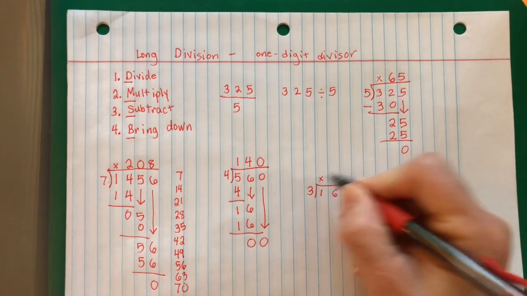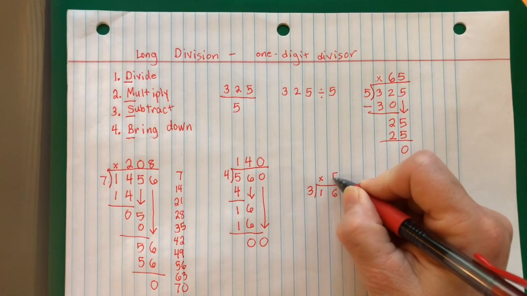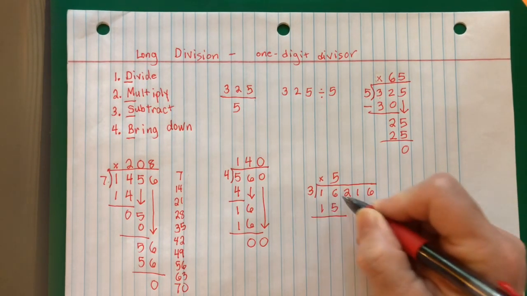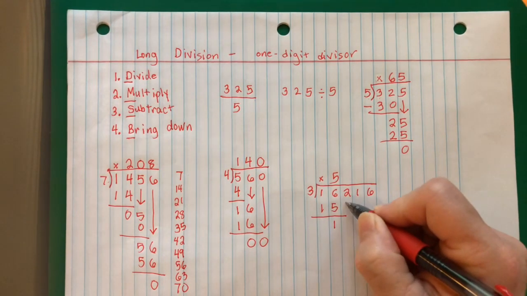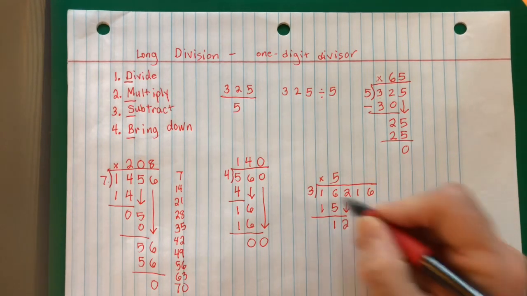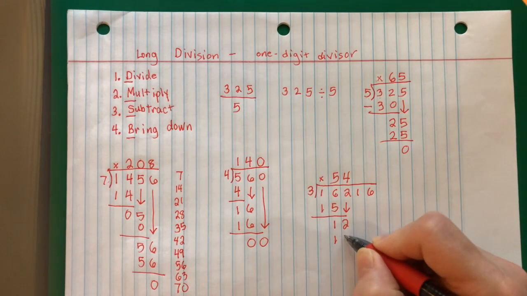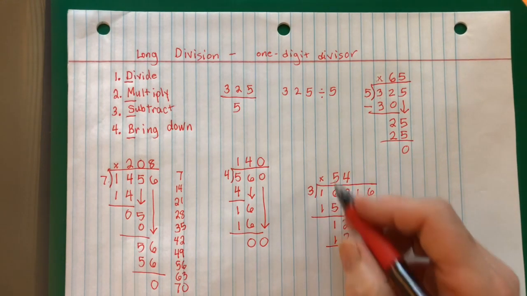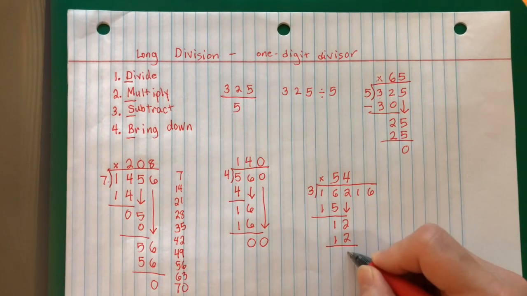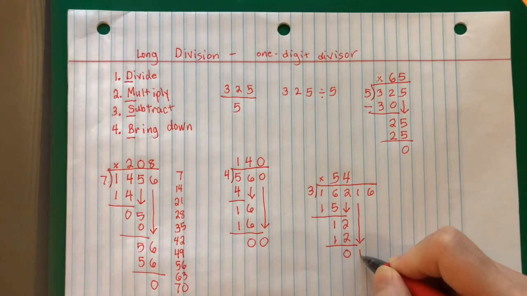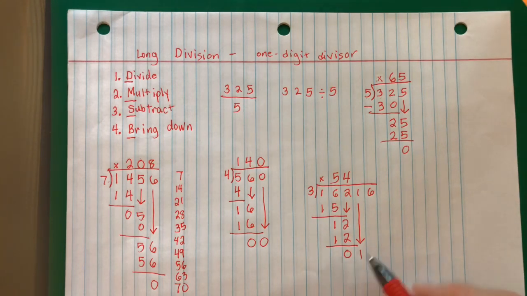3 doesn't go into 1, goes into 16 5 times. Multiply, 15, subtract, bring down the 2. 3 goes into 12 4 times. Multiply, subtract. Now I bring down the 1. Again, it doesn't go into 1, so I have to put my 0 down.